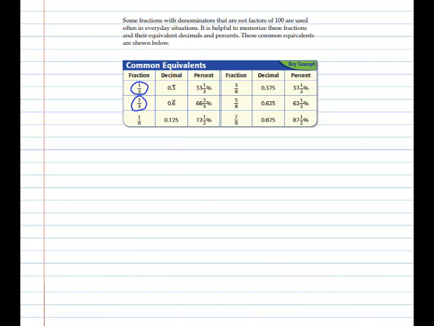1/8 is half of a fourth, 0.125. 3/8 is halfway between a fourth and a half, 0.375. 5/8 is halfway between a half and 3/4, 0.625, and 7/8 is halfway between 3/4 and 1, so 0.875, and then the corresponding percents. We should know thirds and eighths. We should memorize those so we don't have to do the conversions.